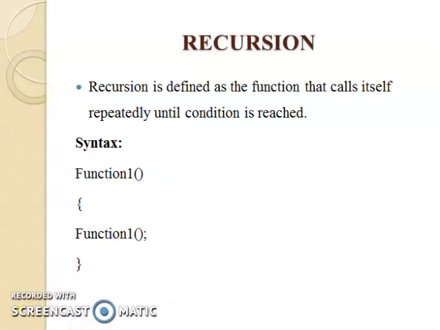Next we see recursion. What is recursion? Recursion, in the sense, is a function that calls itself repeatedly until it reaches the condition. One thing to note here is that the exit condition should be mentioned. If you are not mentioning the exit condition, this recursion will go into an infinite loop. The syntax given is function1(), and inside the function again we are calling function1().